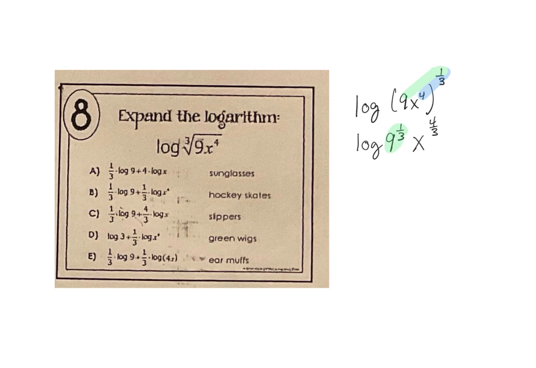Okay, so at this point, you can see that you have two separate numbers. Here's one number, and here's your other number. So we can separate those out into two separate logs, and since they're being multiplied, we're going to separate them with a plus sign. So we're going to have the log of 9 to the 1/3 plus the log of x to the 4/3. Okay, now here's your stars in the sky. Let's pull them down and put them on the ground. So you're going to have 1/3 log 9 plus 4/3 log x.